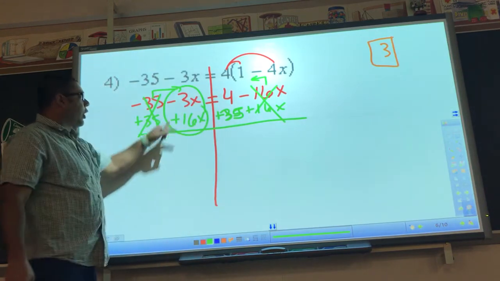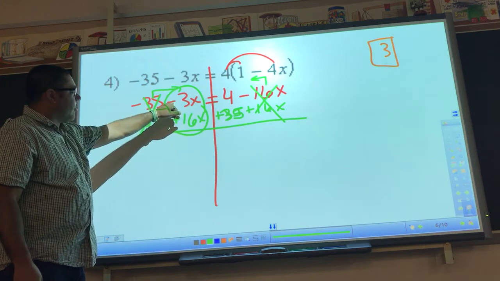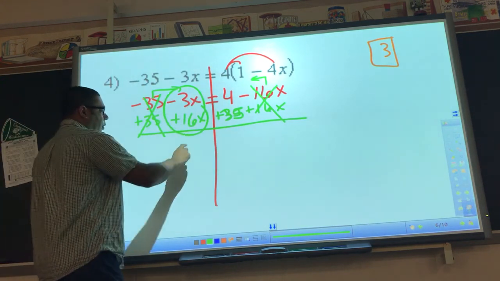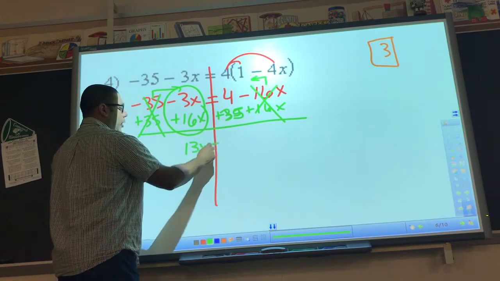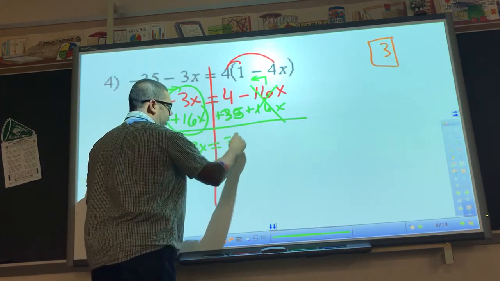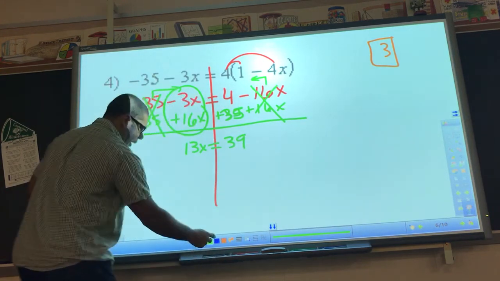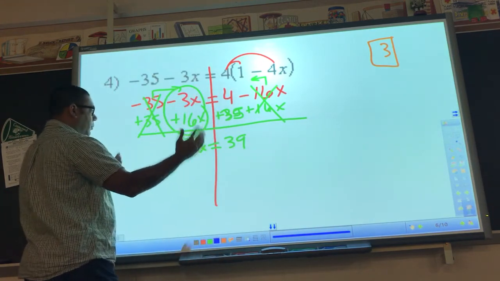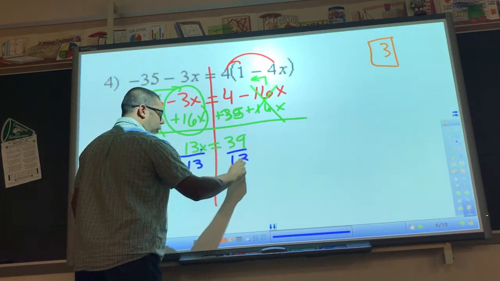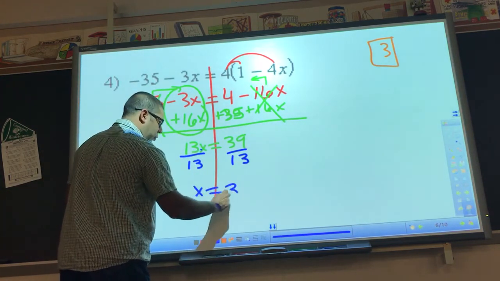And please make sure you're careful. Sometimes we forget this is a negative. That's a negative 3x plus 16. So different signs subtract. Keep the larger. That's why it's positive 13. 4 plus 35 is 39. I get them on opposite sides. I must finish them. It's multiplication. So I'm going to divide both sides by 13. And x equals 3.